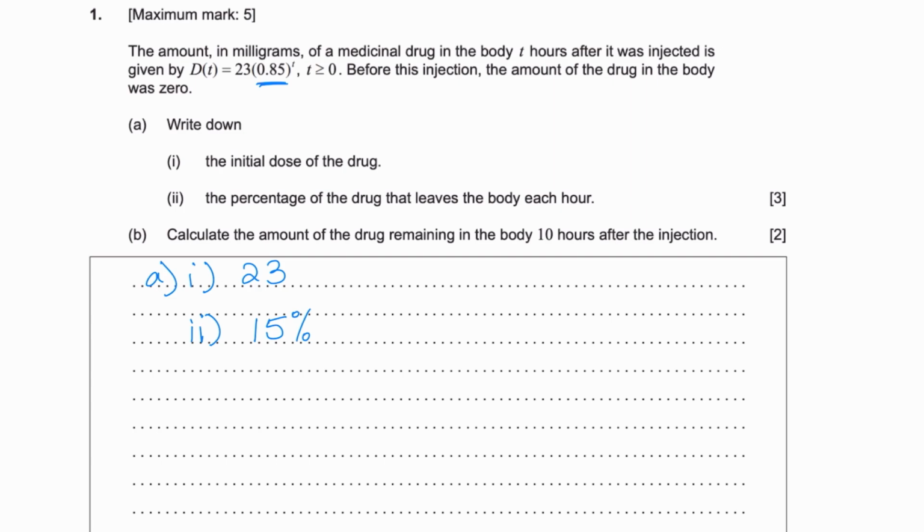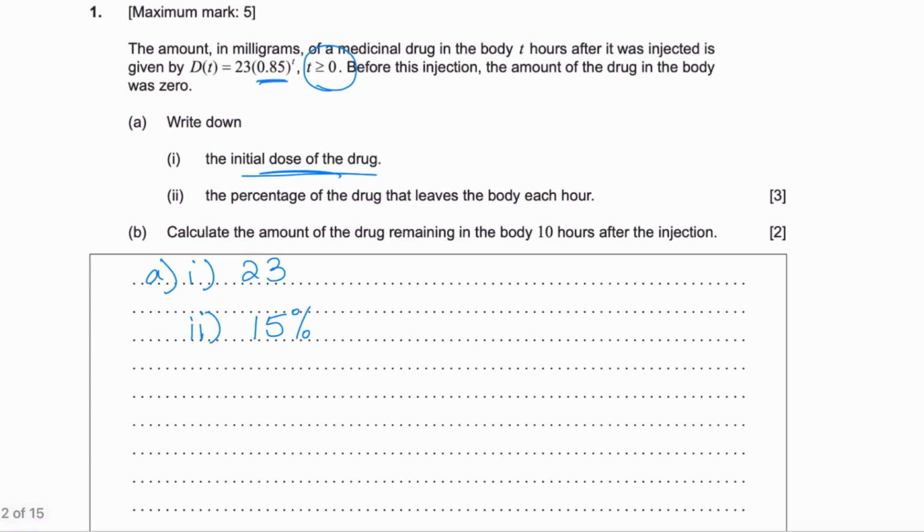Now, if you don't know it by just looking, then basically what you have to realize is that the initial dose of the drug is going to occur at time equals 0. So what you want to do is substitute 0 for t. So you would have 23 times 0.85 to the 0 power. Anything to the 0 power is 1. So what you have is 23 milligrams. And we have to remember to put the units.